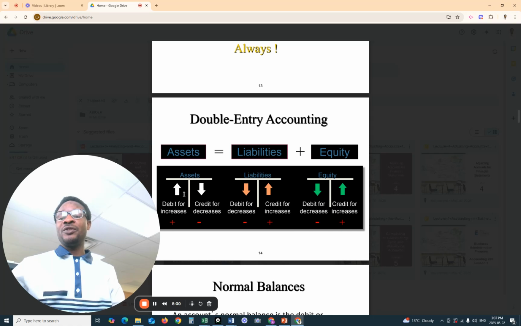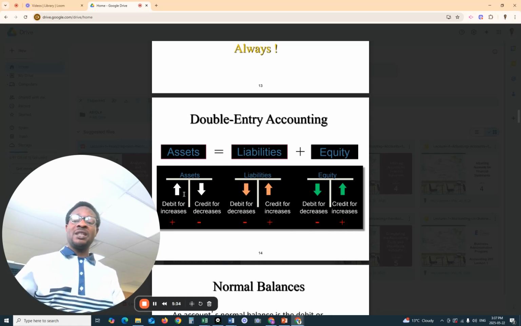Or you are selling off your inventories, so they will go down, or your accounts receivable, that's your debtors, are paying you, which means the asset would reduce in value. And when assets reduce in value, they are recorded in the credit side of the asset account.